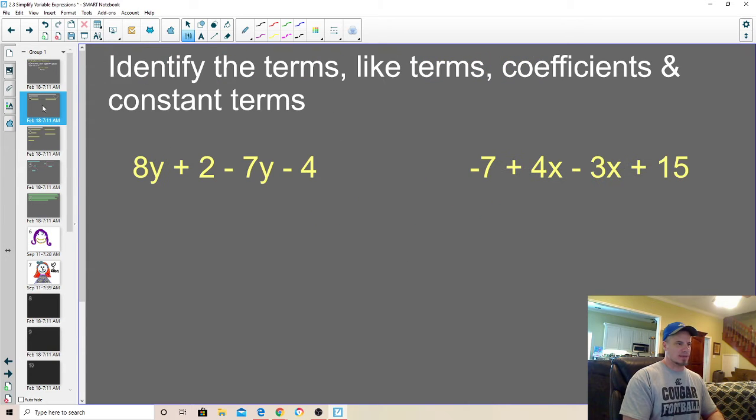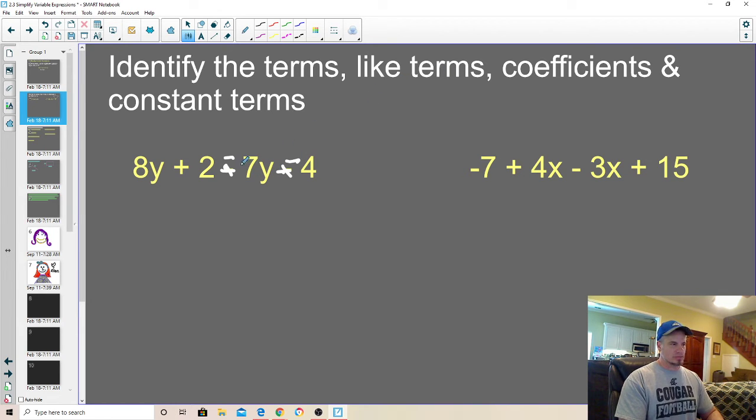Okay, let's look at the next slide. Identify the terms. Well, let's look at the terms. First, and I think it's helpful when you're first doing this, change everything to addition. So we're going to keep it, change it, and then we're going to keep it, change it. Okay, that's a bad addition sign, but it is what it is. Now everything's addition. Now the terms are 8y, 2, negative 7y, negative 4.